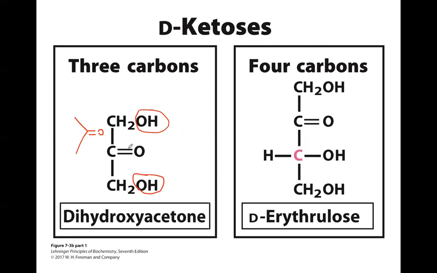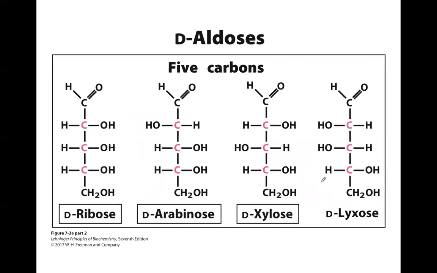Now there's a 4-carbon, add another chiral center. So this one has no chiral centers, but this one is D-erythrulose. You can see again, you're looking at this carbon here, the last stereocenter in the chain, and this will be a D sugar. All right, so higher sugar.